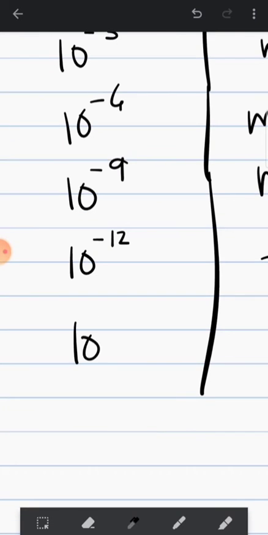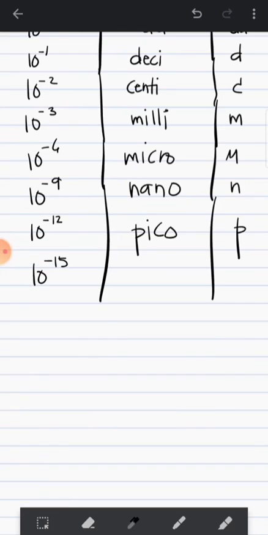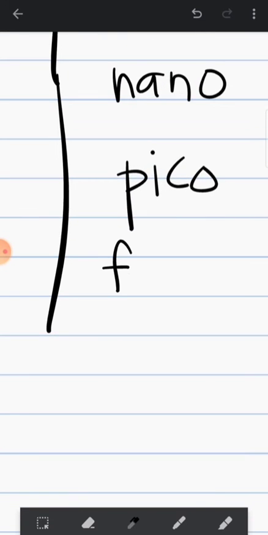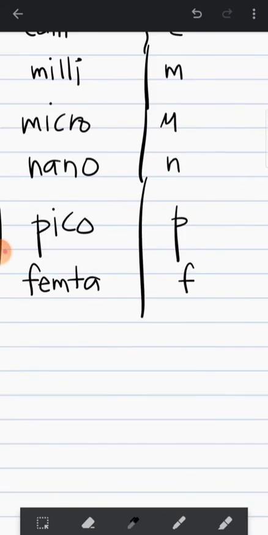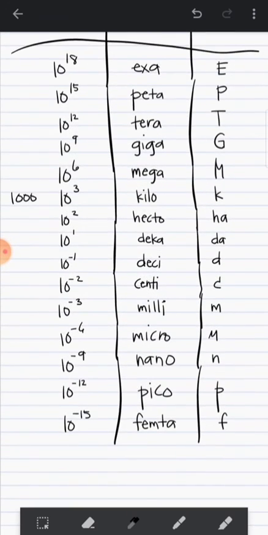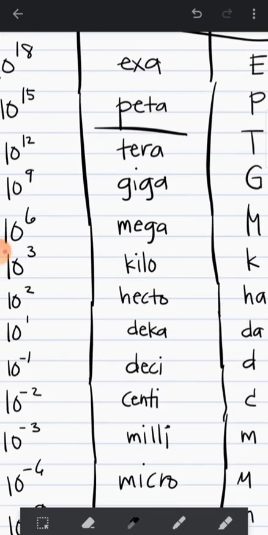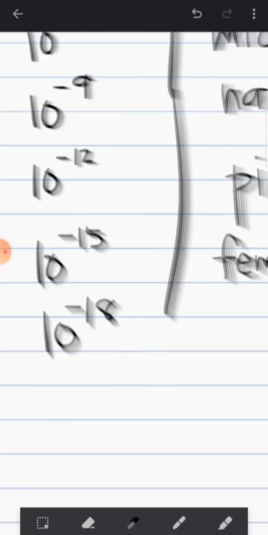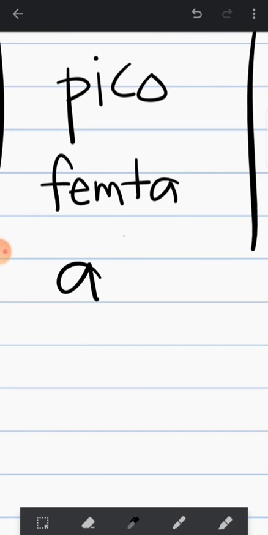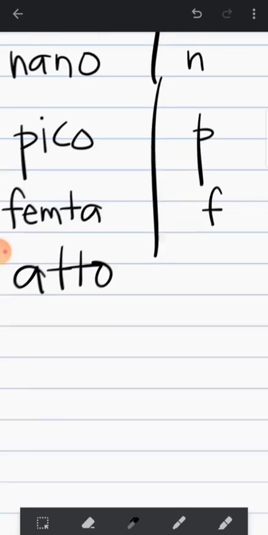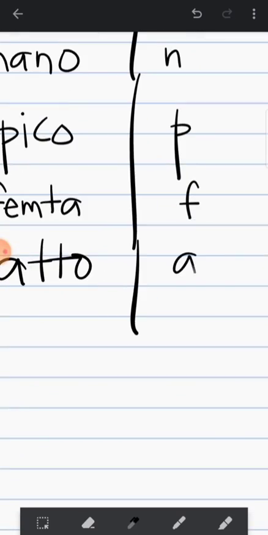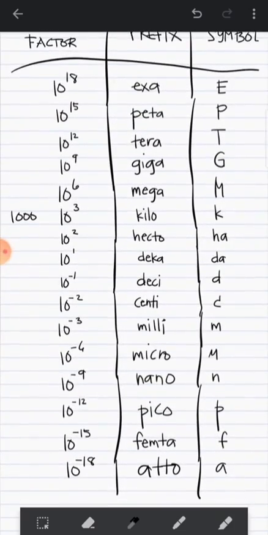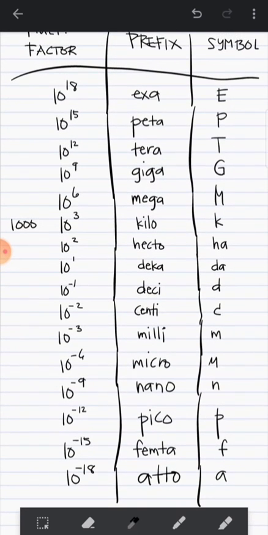And then 10 to the negative 15 is what they call femto. Femto has the small letter f as its symbol. So femto is the opposite of peta. So peta, femto. Then 10 to the negative 18, lastly, is what they call atto, with double letter t. Atto has the symbol small letter a. So these are all the prefixes you can commonly see.